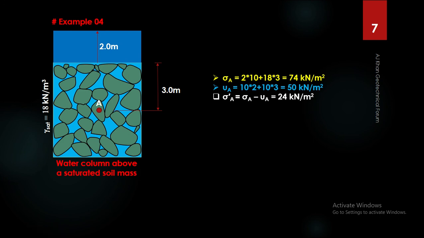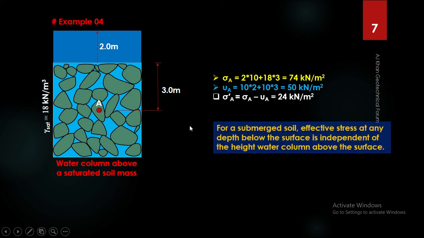That means for a saturated soil mass, there is no effect of water column above the surface on the effective stress in the soil element below the surface. Okay, so we can draw an inference from these examples, from examples 2, 3, and 4, that for a submerged soil, effective stress at any depth below the surface is independent of the height of water column above the surface.